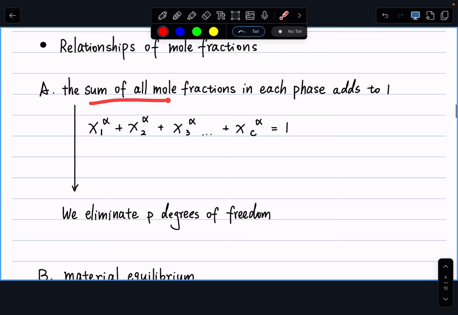So let's see what exactly are those expressions that we want to add in to that degree of freedom equation. First thing, the sum of all mole fraction in each phase will add up to be 1. Or let's say if we have the mole fraction in phase alpha of your species 1, 2, 3, 4, etc., all the way to C, all these mole fractions add to 1. That means we can eliminate P degrees of freedom because each mole fraction adds up to be 1. All right, so we're eliminating P because all mole fractions add up to be 1.